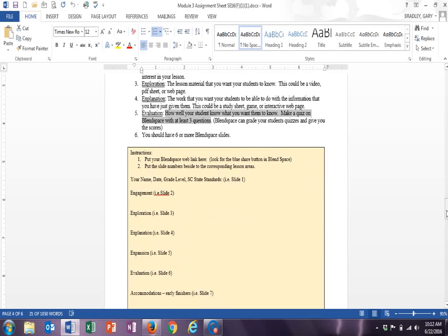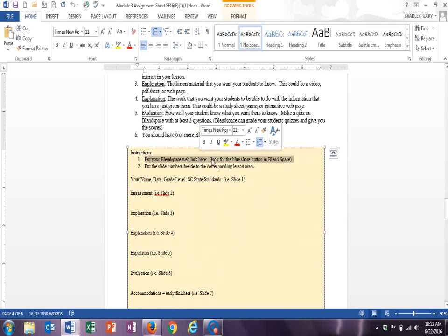To show how you're going to do the BlendSpace, just put your web link here, look for the blue share button in BlendSpace, and put the slide numbers beside the corresponding lesson areas. So if you have slide 1, that's going to be your name. Slide 2 is engagement. You may want to have more than one for engagement. That's okay. But your next set of slides are explore, explain, expand, and of course evaluate.